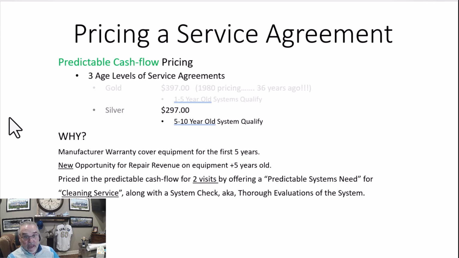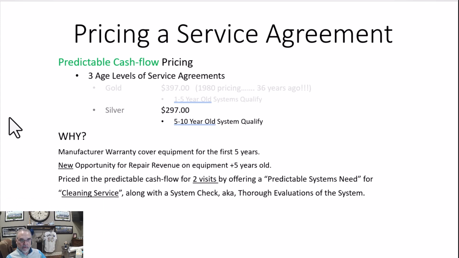Ron priced in the predictability of cash flow for two visits by offering the predictable system needs for cleaning service, along with a system check, also known as a thorough evaluation of the system. This is where you'll find your components on the silver level. Now, reduced prices on cleanings due to the opportunity for the repairs. You can see that gold was $397, and now for the silver it's basically $297, but they're getting the opportunity for the repairs.